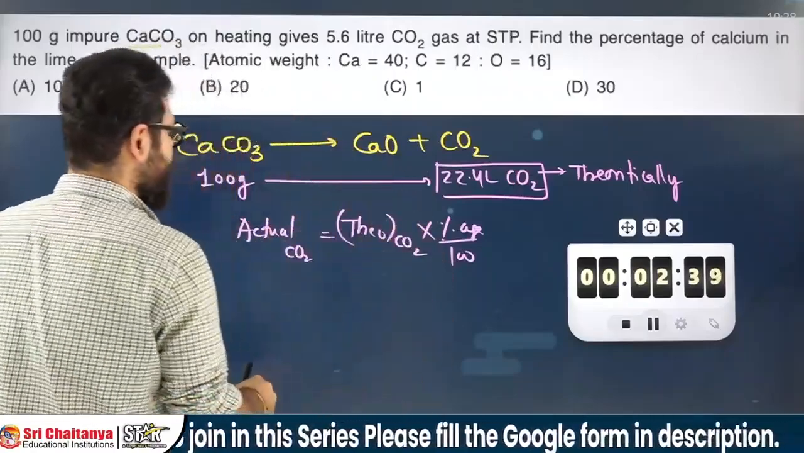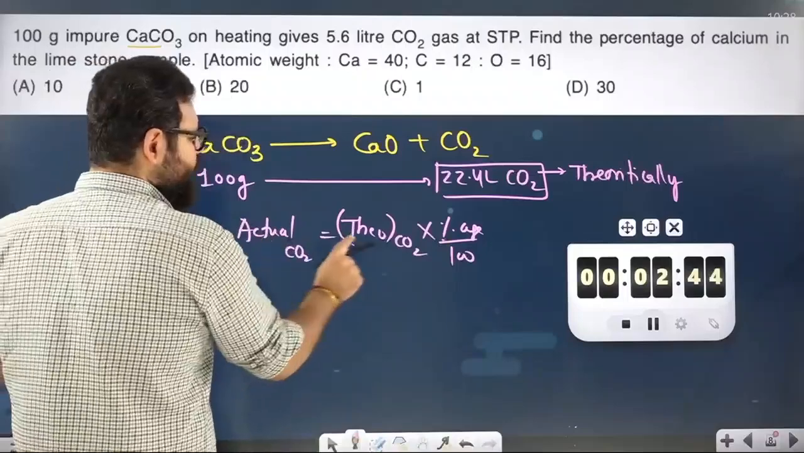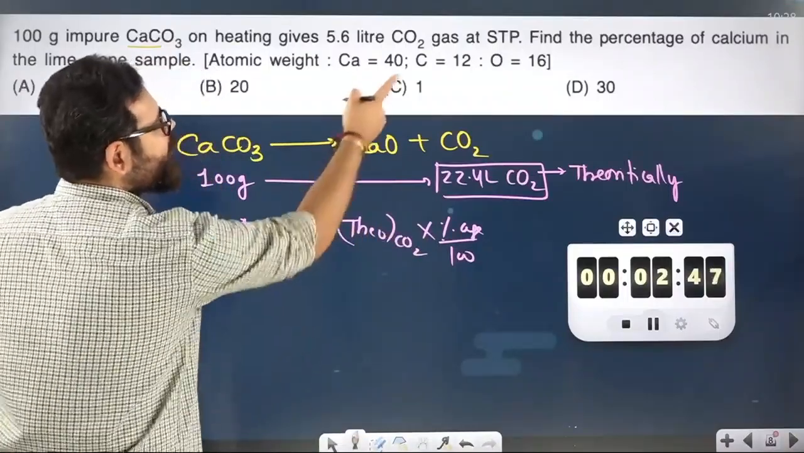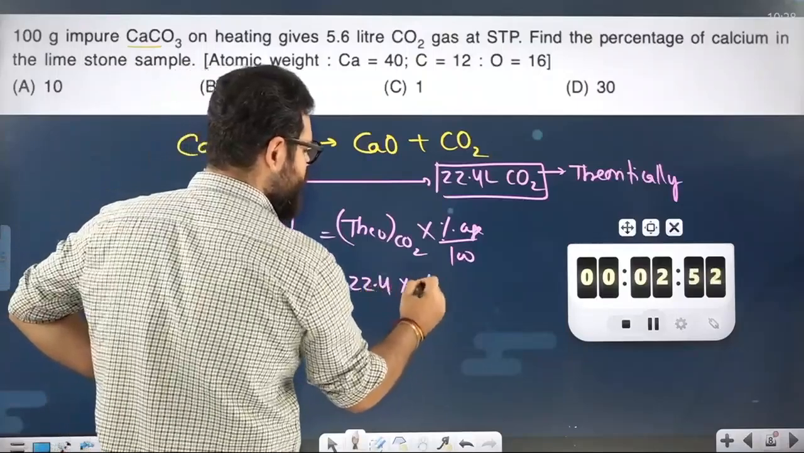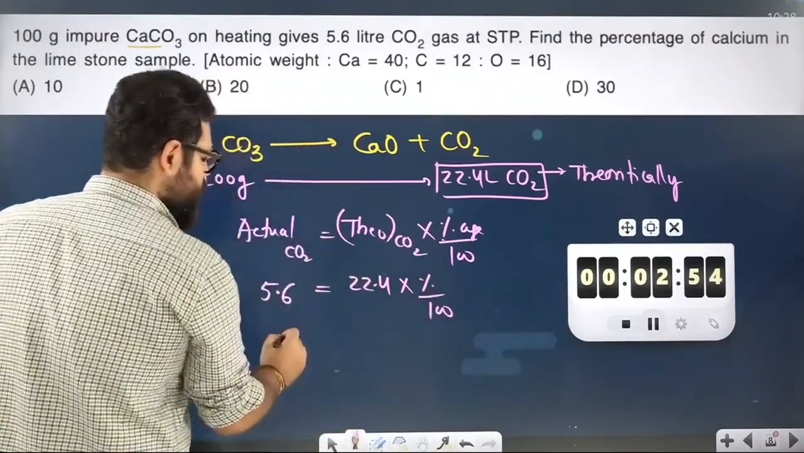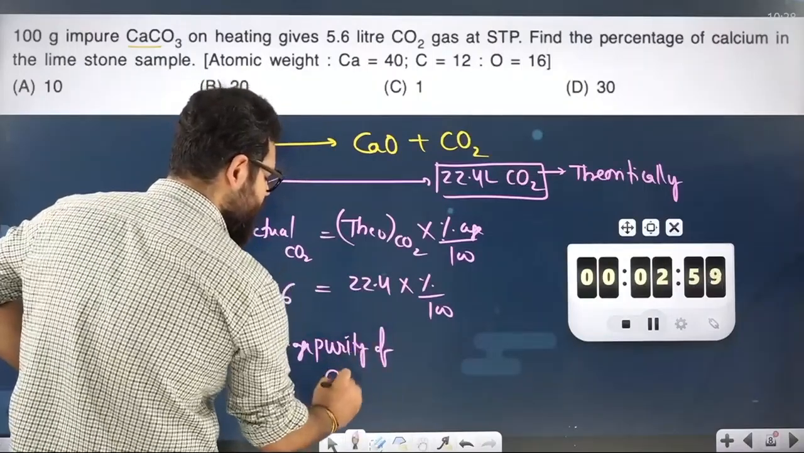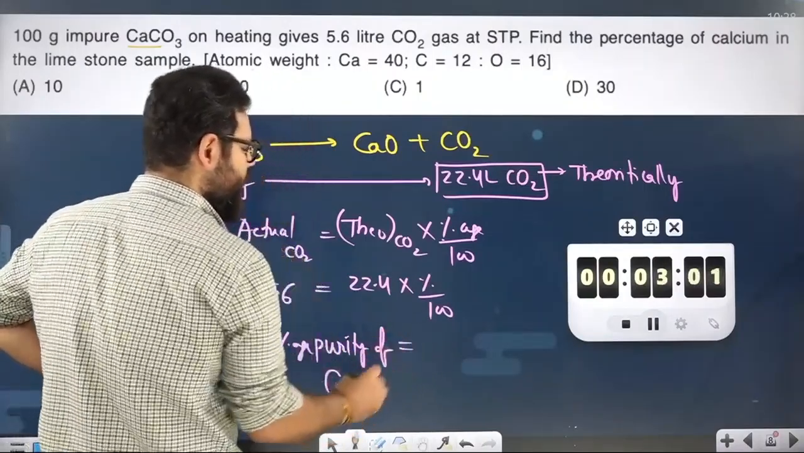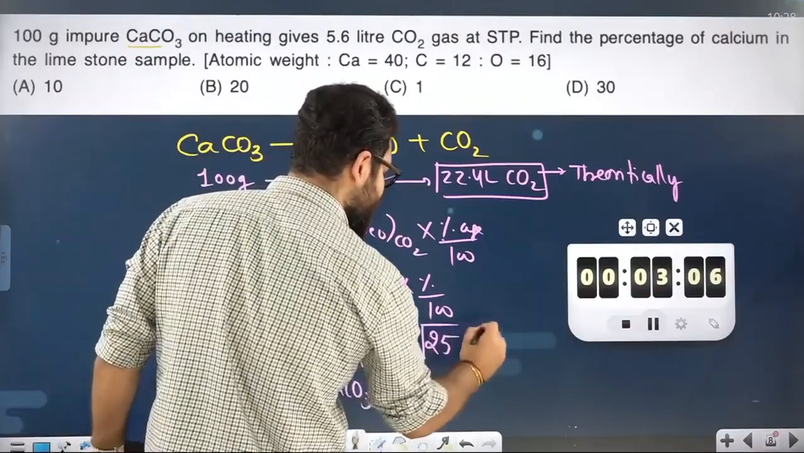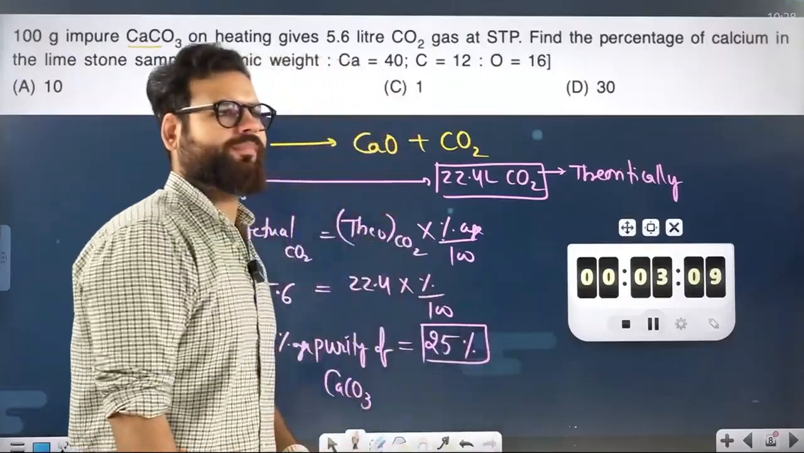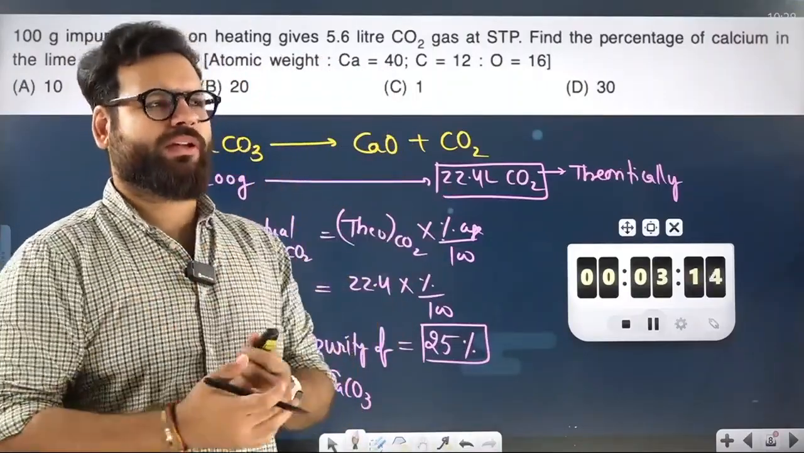All of you kindly look at here. So we get the actual amount of CO2, which is coming how much? 5.6 liter. Theoretically 22.4 liter into percentage by 100. So we get the percentage purity of CaCO3 coming out to be 25%. Okay, this is not the answer. This is the percentage purity of CaCO3. Yes, 25% pure. Now let's look at the question again.